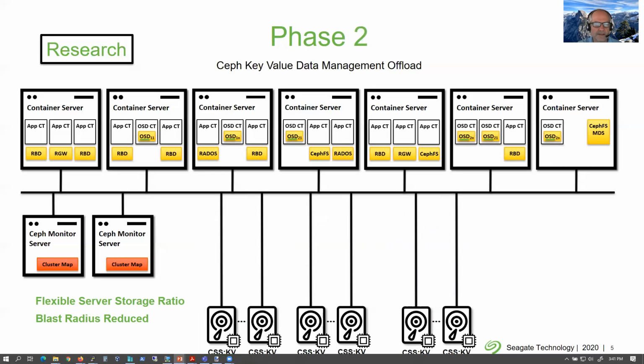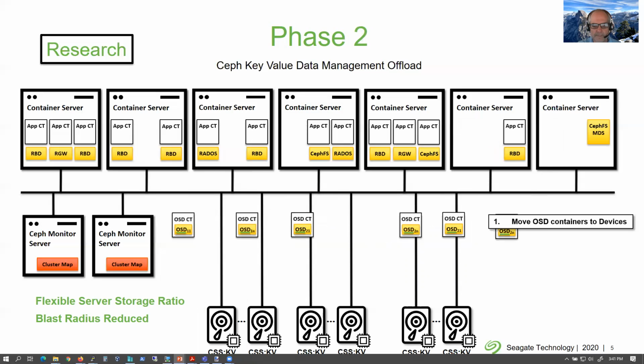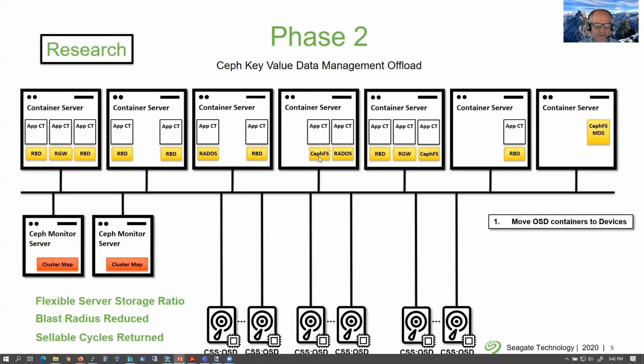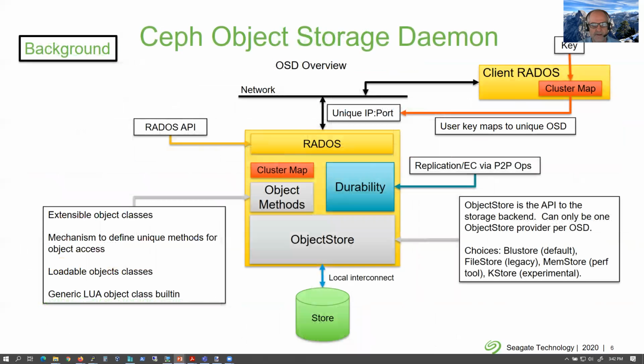Phase two is where we take those containers and we basically move them back to the drives themselves. And now we have OSD drives completely encapsulating Ceph inside the drive itself, which allows the sellable cycles in the container servers to be reused and used for other purposes. But we're not going to focus on phase two in this talk. We're going to focus on phase one, and that work is ongoing, and we're going to talk about that now.